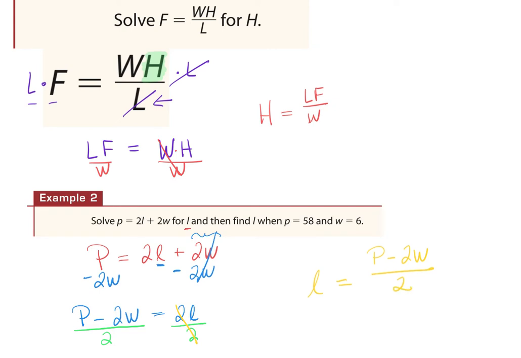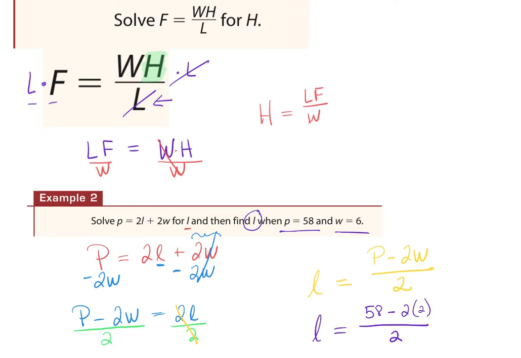And that numerator is grouped, so I can't reduce anything, it's grouped. Now, it has one more part of this question. Find the L when they give me these two things. Well, all I have to do is plug it in. I already have the L by itself. They told me P is 58, we're gonna plug that in. They told me W was 6, so we're gonna plug that in. And then we're just gonna do order of operations.